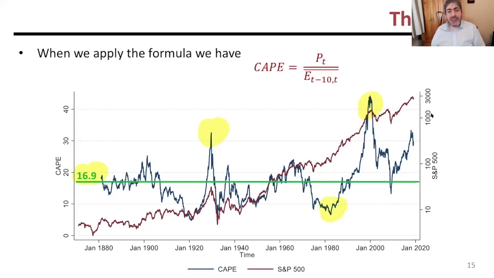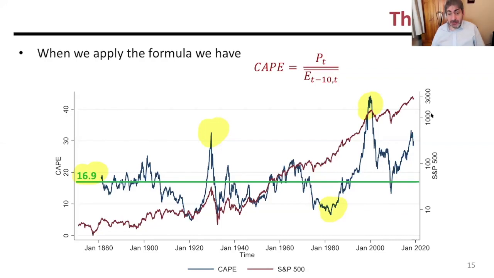And that's why Schiller and Campbell find this negative correlation between CAPE and future returns. When CAPE is very high, future returns tend to be very low because the market goes down. When CAPE is very low, future returns tend to be very good because the market is cheap. Anybody has doubt on this idea of price earning?